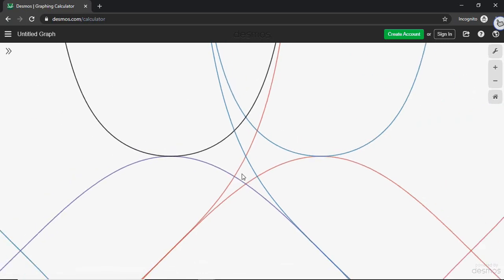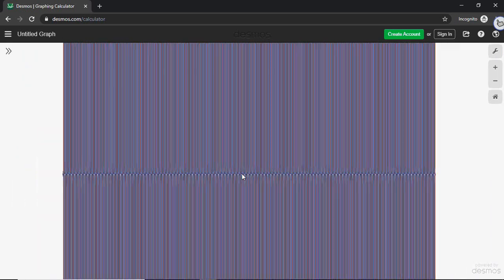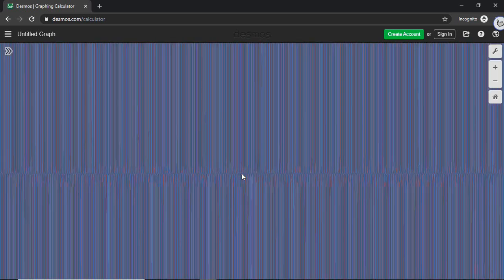This is beautiful. It's like a secret code. Look at that. It's just a wall of trig.